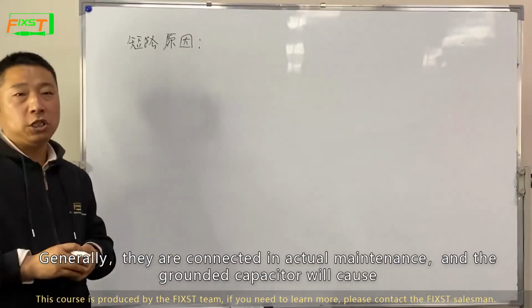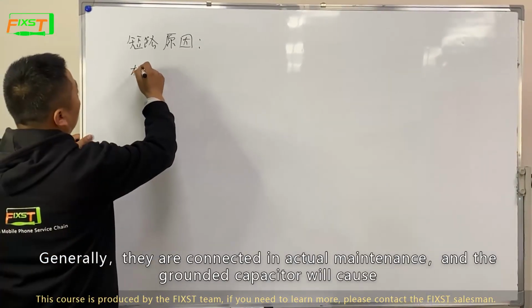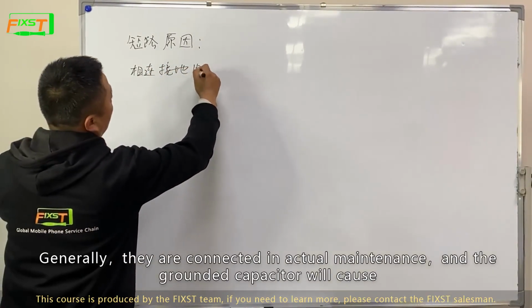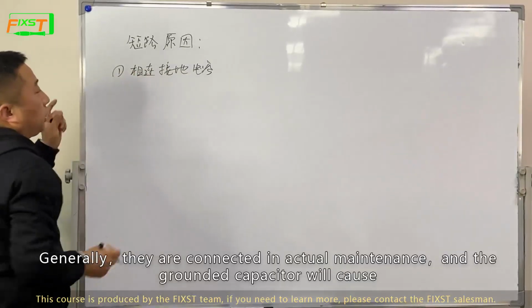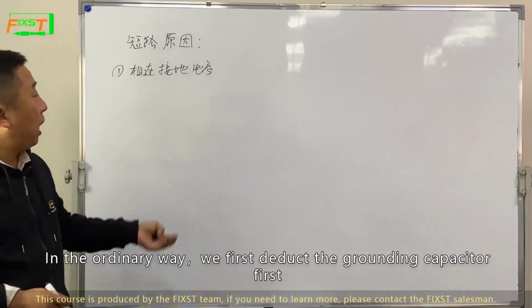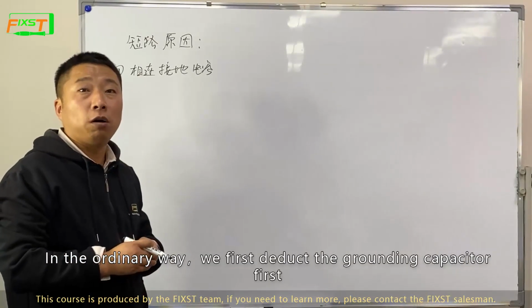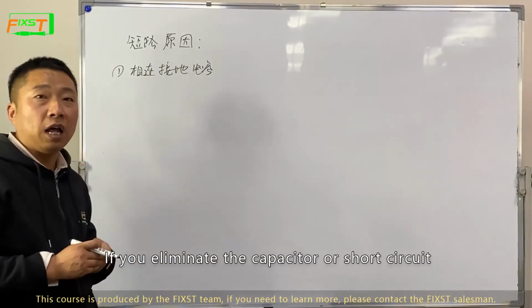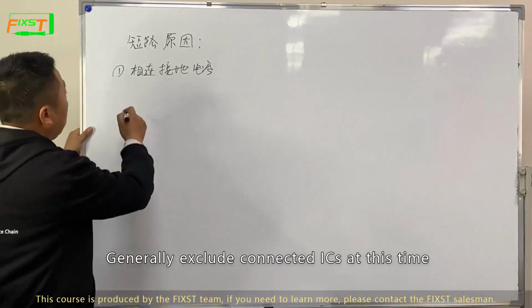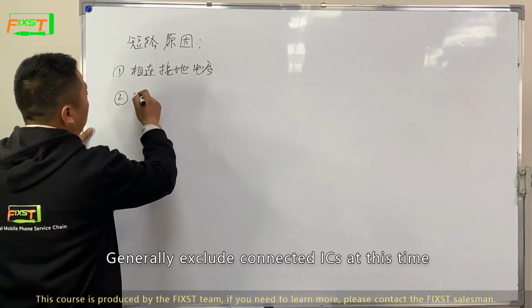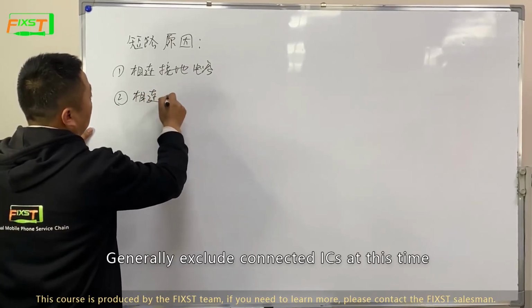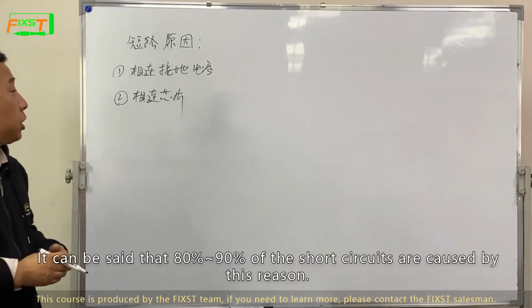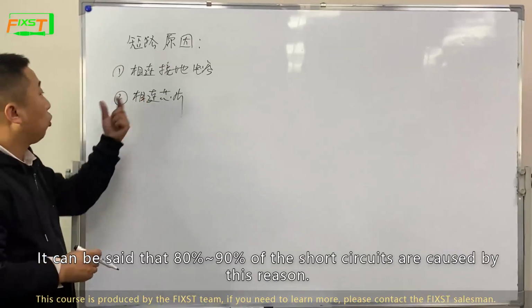Generally, in actual maintenance, the connected ground capacitor will cause it. In the ordinary way, we first remove the grounding capacitor, to prevent it from breaking down and causing a short circuit. If you eliminate the capacitor or short circuit, generally exclude the connected ICs at this time. It can be said that 80% to 90% of short circuits are caused by this reason.